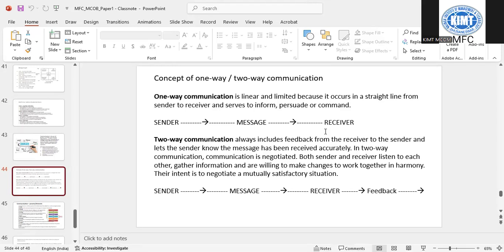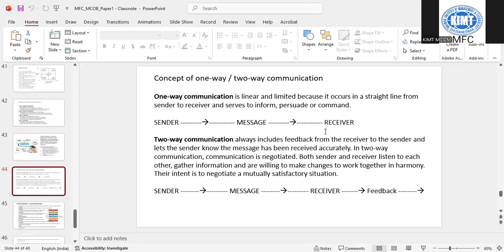The best example is what you have right now. In the class, if you are talking, giving feedback, input from the teacher, then you confirm that you are receiving and getting something, then the feedback is received by the sender. That is two-way. Always include feedback from receiver to the sender and let the sender know the message has been received accurately. That is two-way.